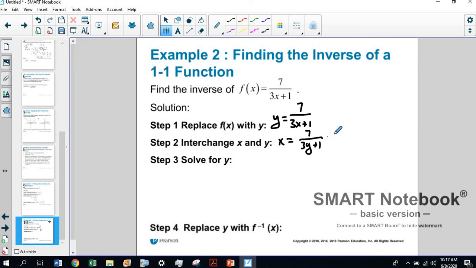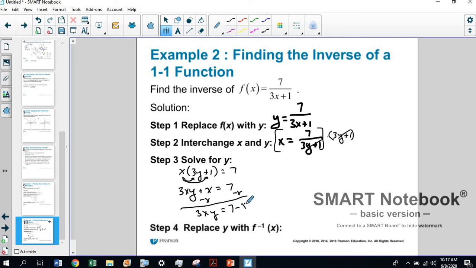Well, how are we going to do that? We're going to multiply everything by 3y plus 1, both the left hand and the right hand side. If you multiply it on the left hand side, you get x times 3y plus 1. On the right hand side, this divides away and you're just left with 7. And then if we're trying to solve for y, let's break it out. Distribute out the x, we get 3xy plus x equals 7. And then we're going to subtract x from both sides. And so we're left with 3xy equals 7 minus x.